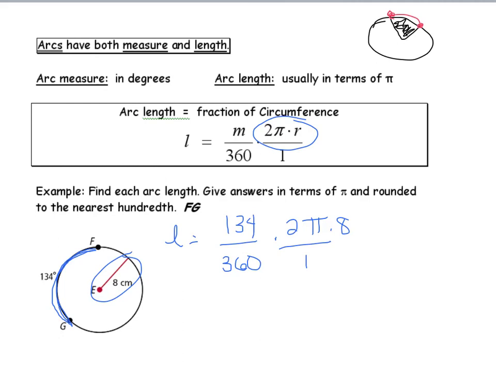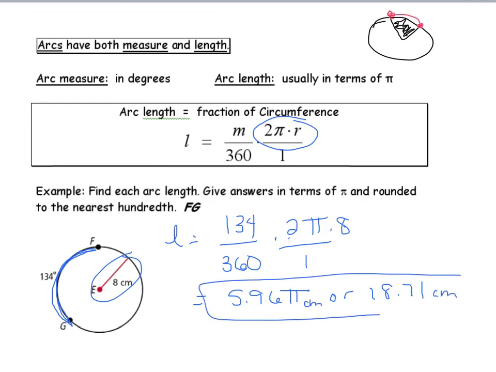All right, so up on top you get 16. 8 times 2 is 16 times 134. Divided by 360, that gives you 5.96 pi. Or when you multiply the pi through, you get 18.71. Both of them are just in centimeters because we're measuring the distance around. We're not measuring area.